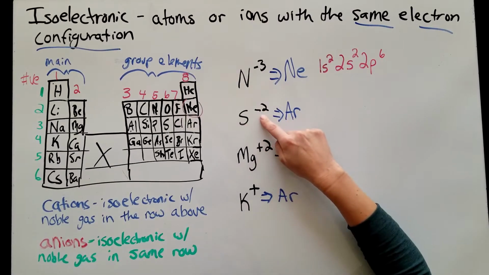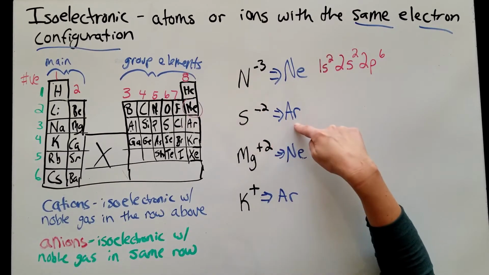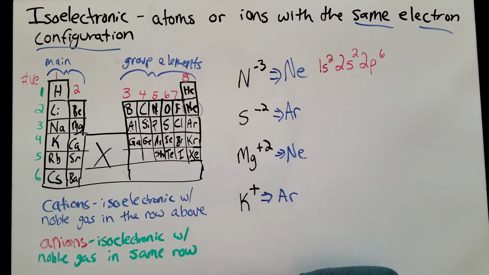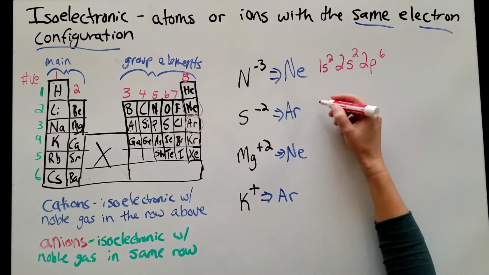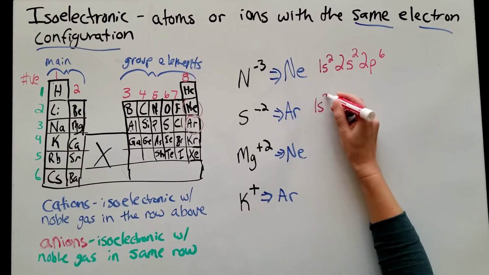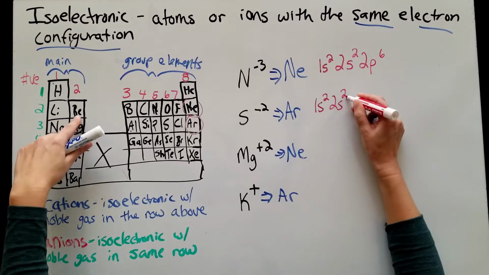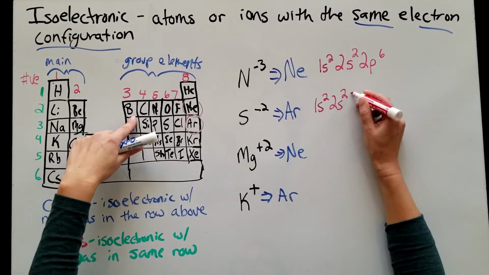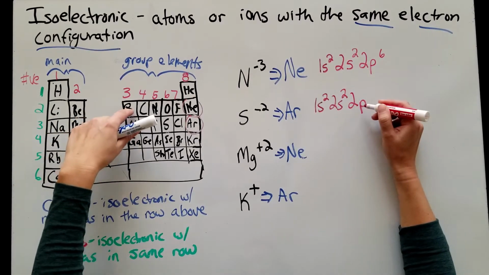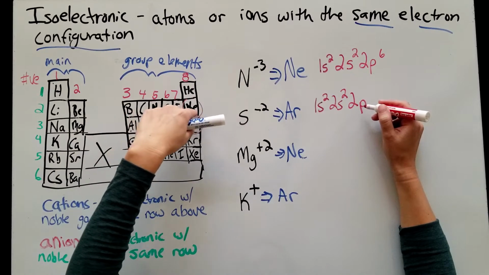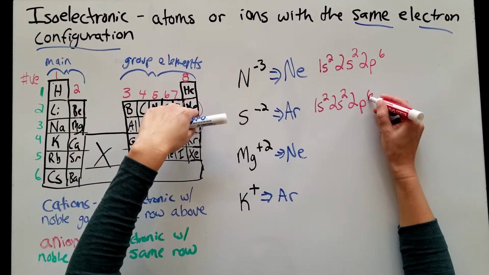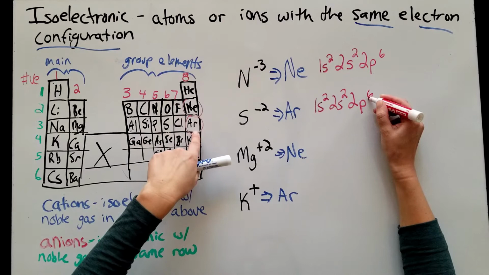And sulfur with a 2- charge, we said, has the same electron configuration of argon. So let's write the electron configuration of argon. So we're going to start the same way. 1s2 brings me to helium. I get to period 2. 2s2 brings me to beryllium. I'm still in row 2. I hit the p block. If I go to 2p6, I'm at neon, but I want to keep going, so I'm trying to get all the way down here to argon.